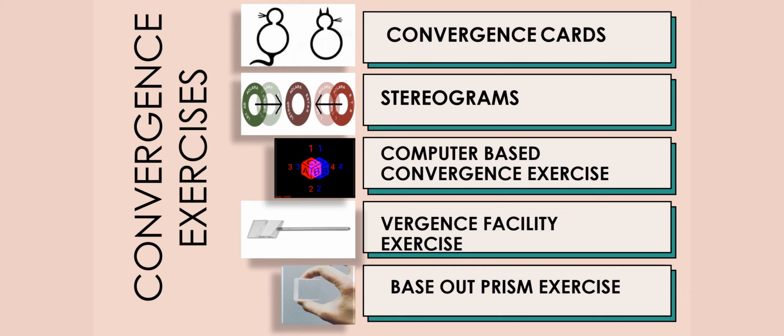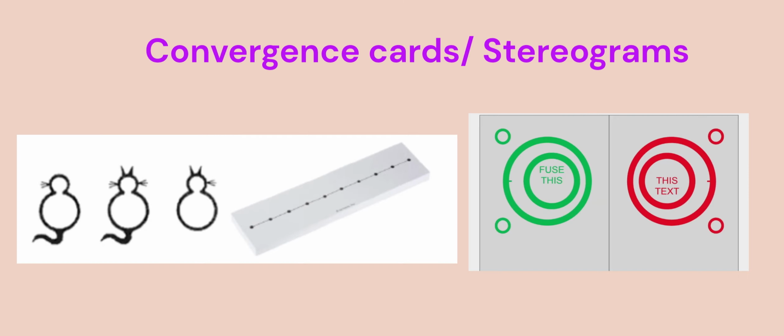Convergence exercises include convergence cards like CAT card, stereograms, computer-based convergence exercise, vergence facility exercise, base out prism exercise, etc. Convergence cards help to train the eyes to align properly and converge at a single point, which is essential for clear, single vision. These exercises also improve the eye's ability to converge or turn inward when focusing on objects that are close.